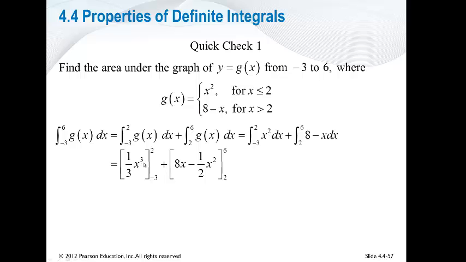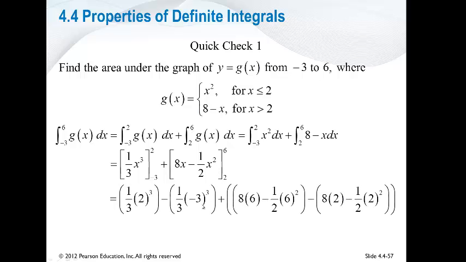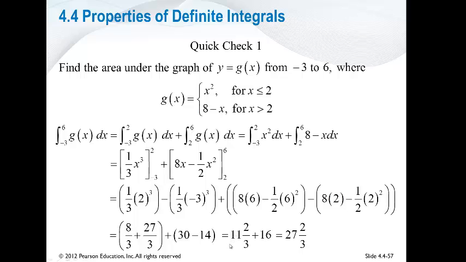The antiderivative of x squared is x cubed over 3, or 1/3 x cubed, and we evaluate it at negative 3 and 2. And then we evaluate 8x minus 1/2 x squared at 2, 6. Well, again, the simple calculations yield the final result, which is 27 2/3. Again, if you have questions, just put a question mark and I'll address all your concerns during the class meeting.